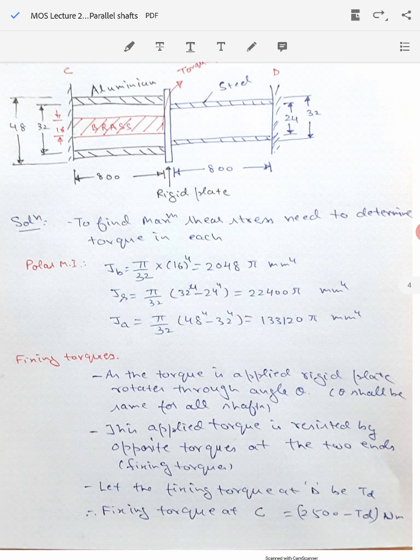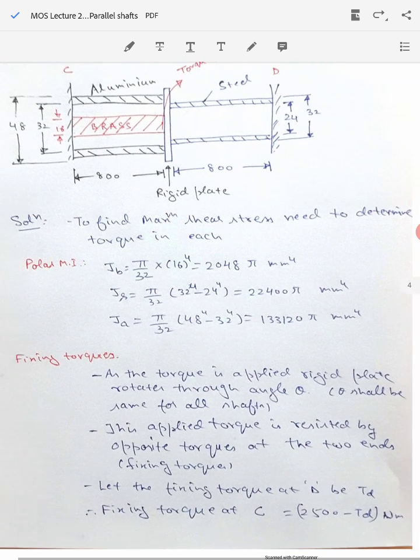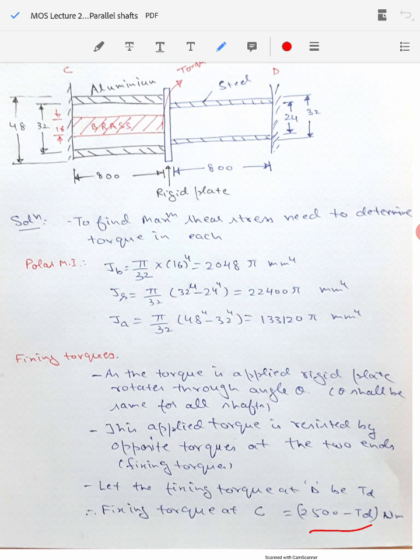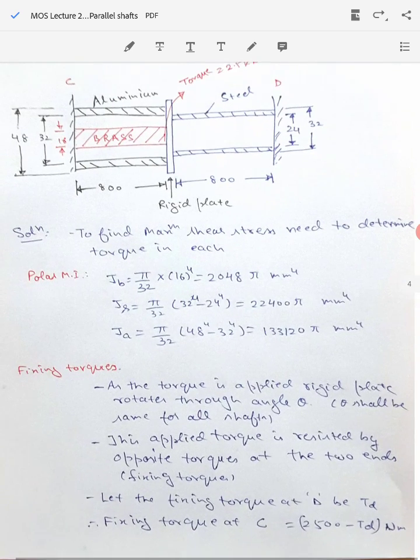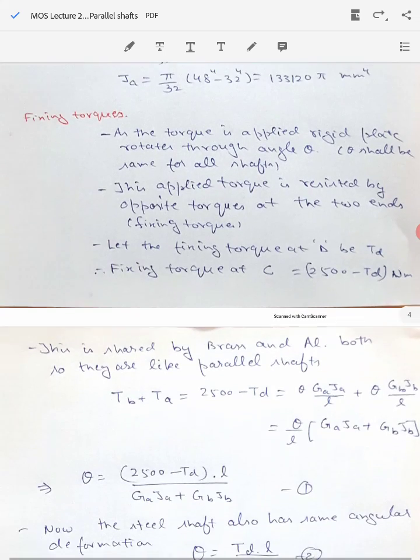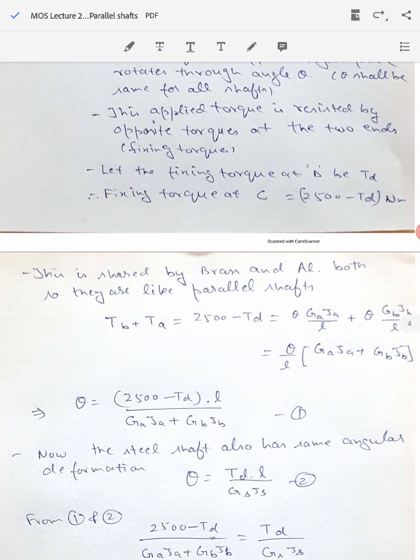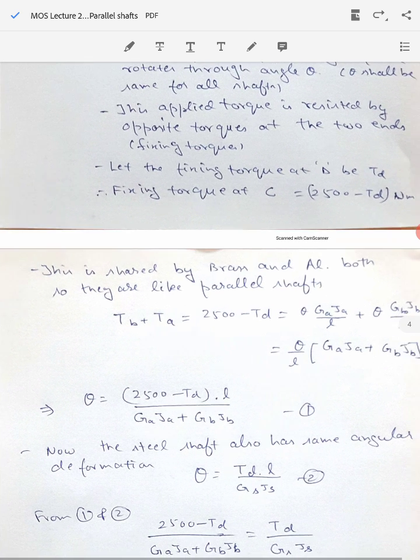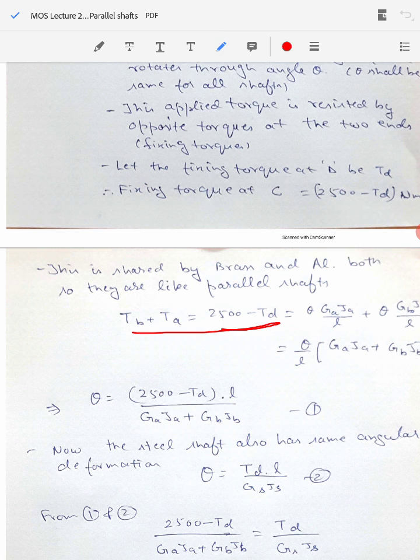So let's say the fixing torque at D is TD. That means the fixing torque at C, TC, will be given as 2500 minus TD. Now this fixing torque at C will be shared by aluminum and brass both. As it is shared by both brass and aluminum, TB plus TA will be equal to TC, and TC is 2500 minus TD, which we have just calculated. So TB plus TA will be equal to 2500 minus TD.